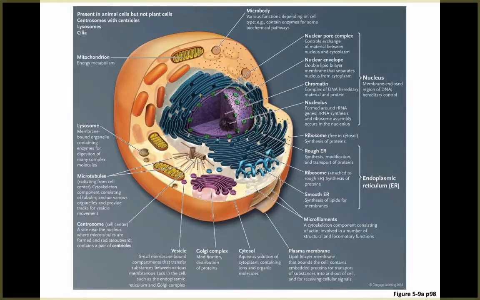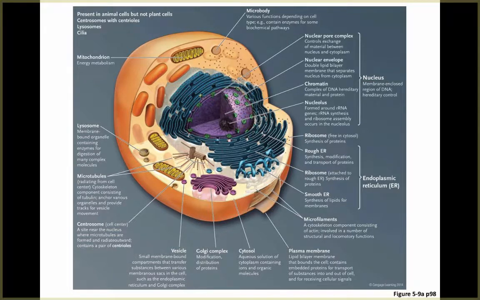So here you should be able to label all the different compartments. This whole thing right here is the nucleus. That is the control center that contains the DNA.